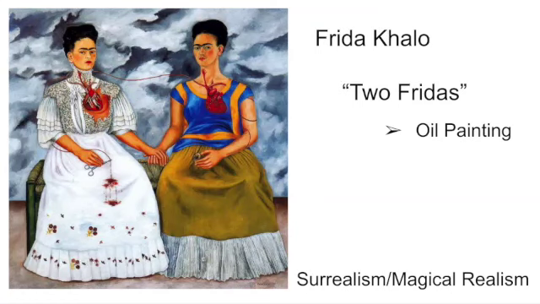The artist we're learning about today is Frida Kahlo. This painting is called "Two Fridas." Please make sure that that is in quotation marks. The medium for this piece is an oil painting. The elements that are most important for this piece are color and shape.